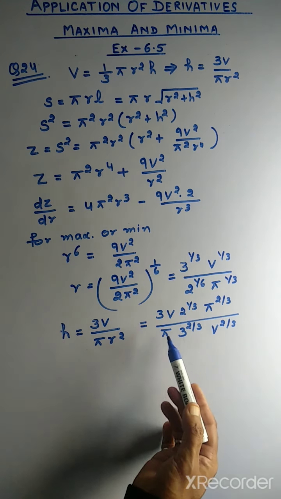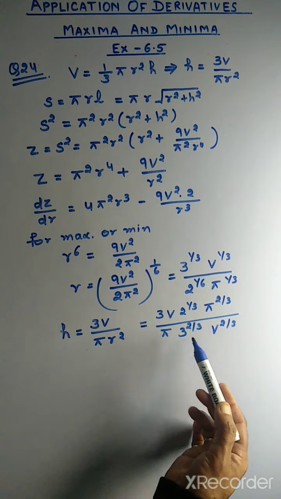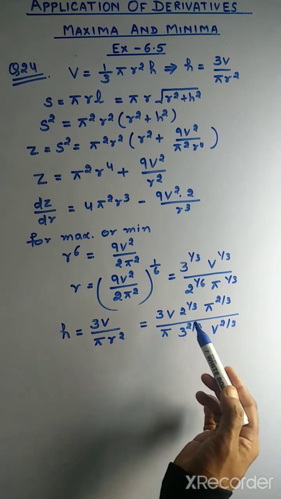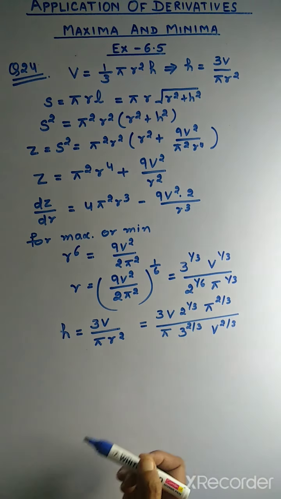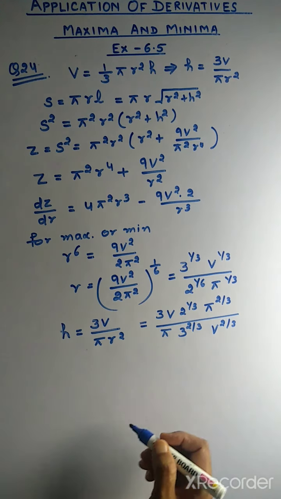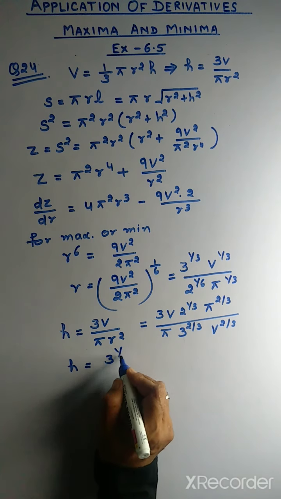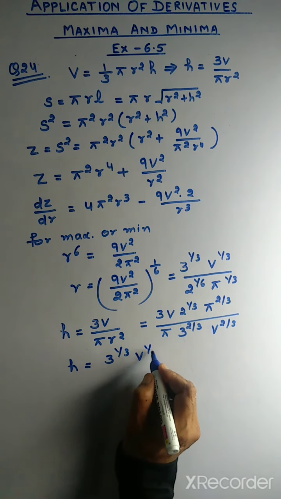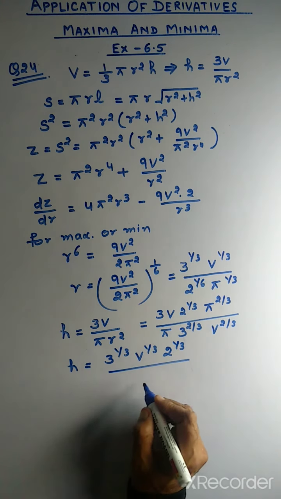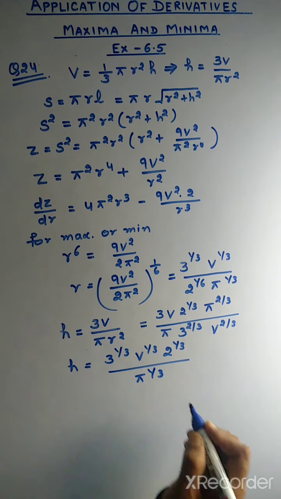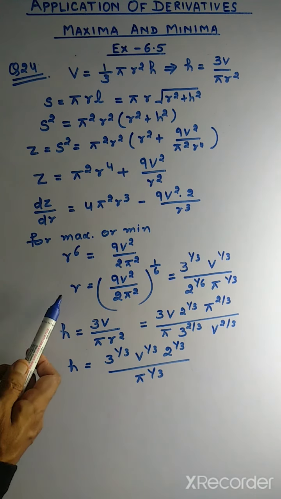It will be 3v upon pi as it is. R square means 3 raised to the power 2 by 3, v raised to the power 2 by 3, and 2 raised to the power 1 by 3, pi raised to the power 2 by 3. If we solve with common base, h equals 3 raised to the power 1 by 3, v raised to the power 1 by 3, 2 raised to the power 1 by 3 upon pi raised to the power 1 by 3. Now we have to find the relation between h and r.